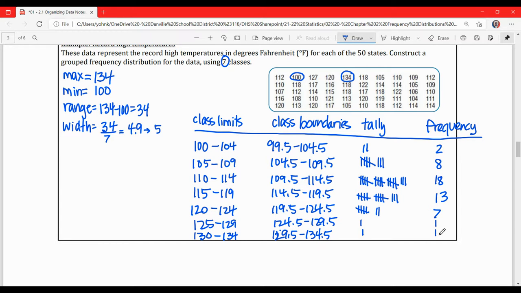So this is a grouped frequency distribution for the data: class limits, class boundaries, tally, and frequency. Again, this total frequency over here should equal 50. So we've got 10, 28, 29, 30, 43, 50. So we're good to go.